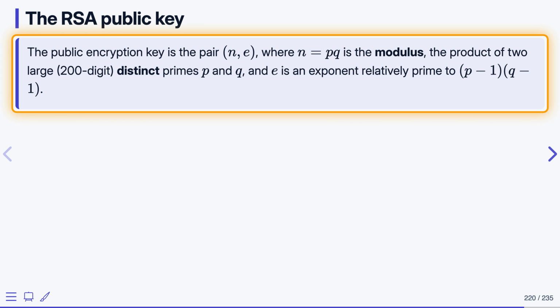This is the public key. It is a pair, written n and e. The number n is called the modulus. You build it by picking two very large prime numbers, call them p and q, each about 200 digits long, and multiplying them together. The two primes must be different from each other, and the exponent e is chosen so that it is relatively prime to the product, p minus 1 times q minus 1. That is exactly the condition that guarantees an inverse exists, and the inverse will be the decryption key.